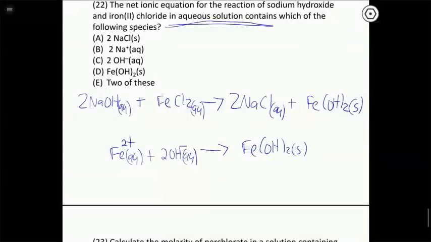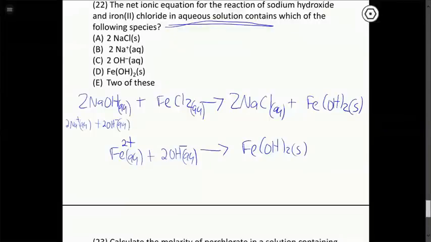So if we took this and wrote a total ionic equation, we would get 2 Na+, I'm going to write it small to fit it, 2 OH minuses, so that one separates into cations and anions.